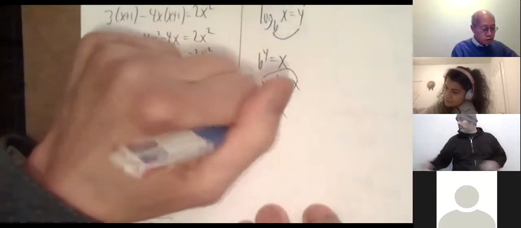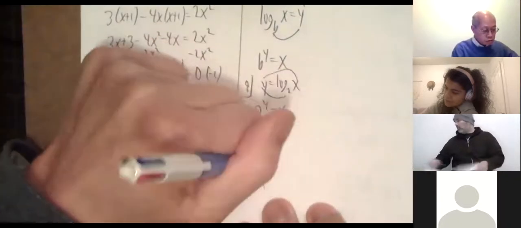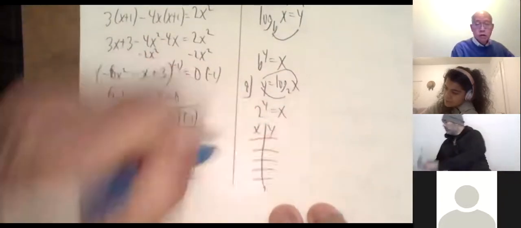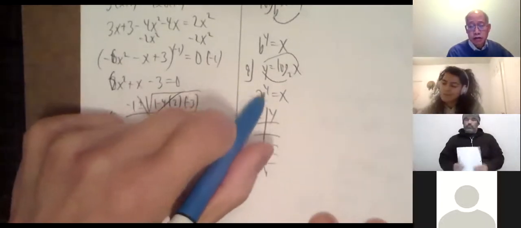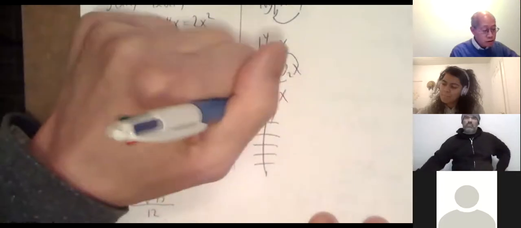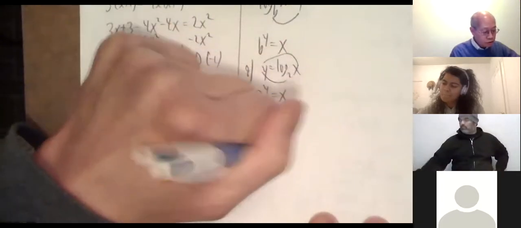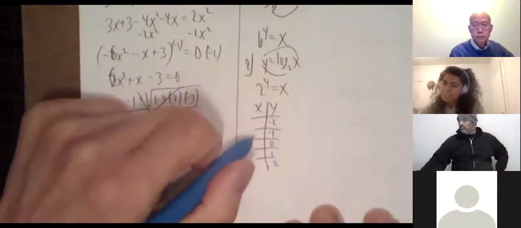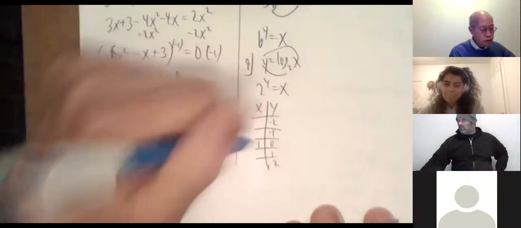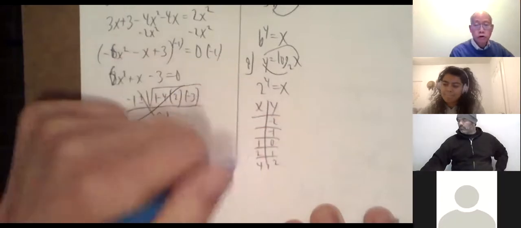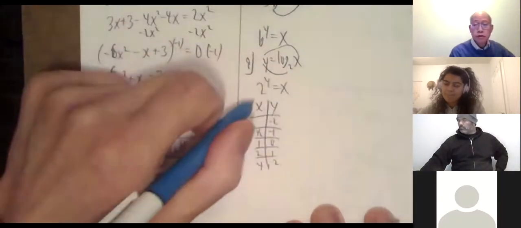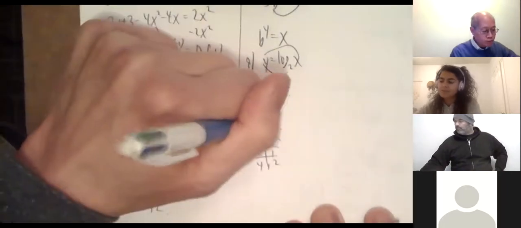Right, so I'll just make a little mini table. Here you should pick values of y, not x, because it's directly affected by the 2. So negative 2, negative 1, 0, 1, 2. 2 to the 0 is 1. 2 to the 1 is 2. 2 squared is 4. 2 to the negative 1 is 1/2. 2 to the negative 2 is 1/4.